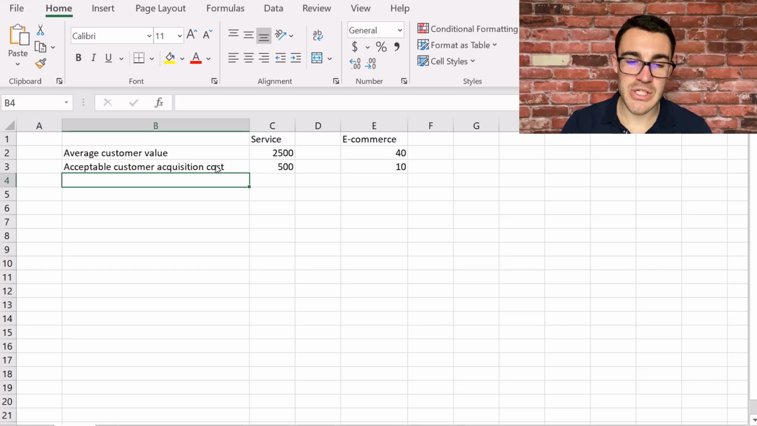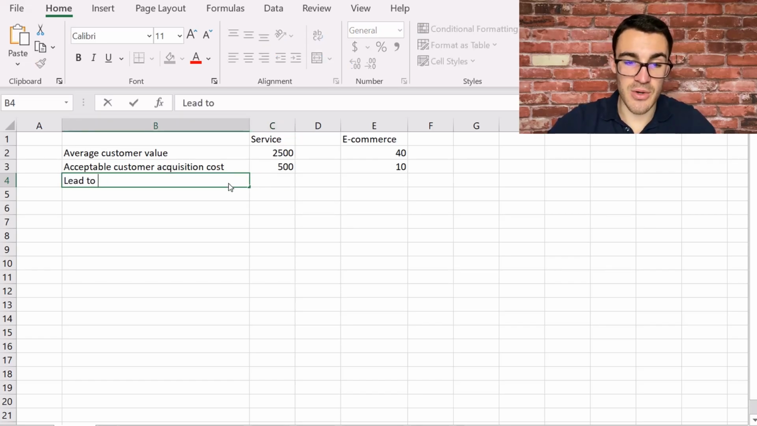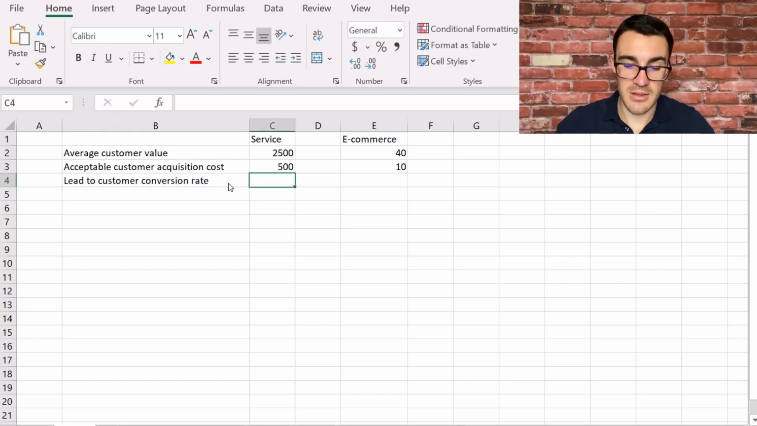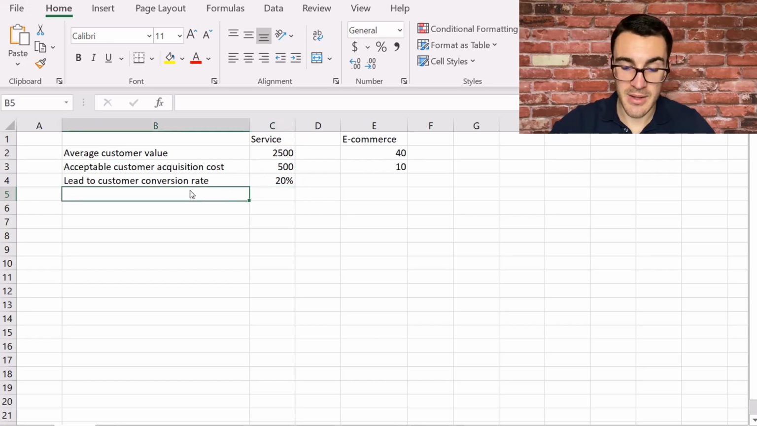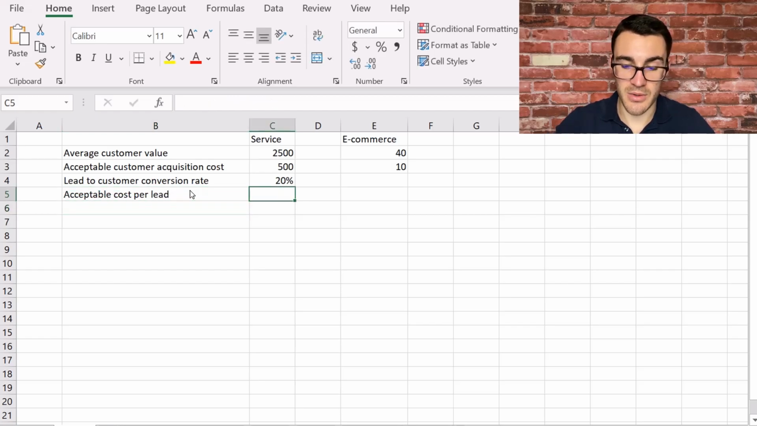Now, if $500 is your acceptable customer acquisition cost, that's what you're willing to pay to acquire a customer, you then need to calculate how much you're willing to pay for a lead. And to know that, you need to know your conversion rate. So let's say, for example, you convert at 20%. Okay, so let's say your lead to customer conversion rate is 20%. So you need 5 leads to get a customer. That means that you're willing to pay per lead. So acceptable cost per lead equals $100.